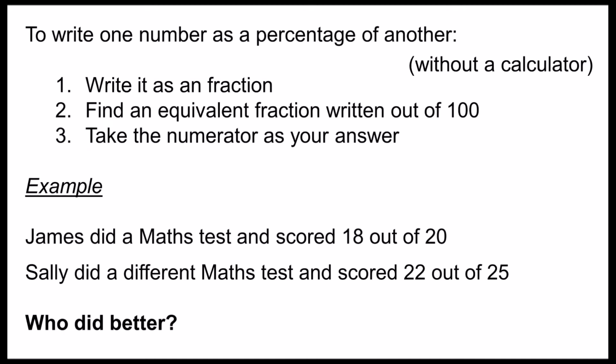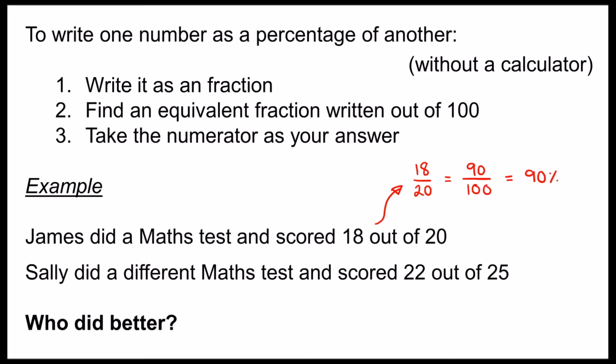In our example, it starts by saying that James did a maths test and scored 18 out of 20. If I want to get this score as a percentage, I'm going to first start off by writing it as a fraction, 18 out of 20. Step number 2 says we want to get this fraction and write it out of 100. To do this, I need to times both the top and the bottom by 5, meaning 18 times 5 gives me 90 on the top. That therefore means that his percentage score was 90%.